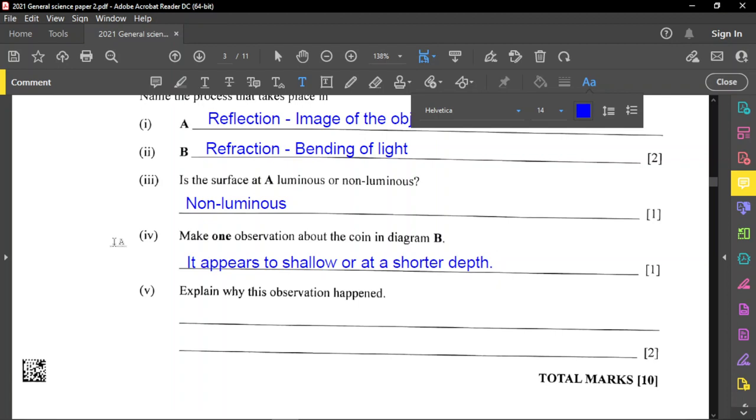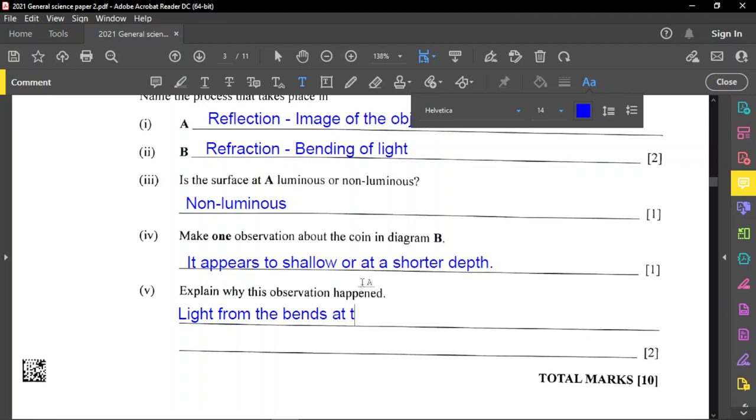Again, you don't have to use the exact words that I use. If you explain that it is at a higher depth, or higher in terms of the water, and the coin is deeper in the water, then yes, you'll be good to go. Here's to explain why this observation happened. This is a two mark question, so two things really take place. Let's state it right here: light from the coin bends, right?